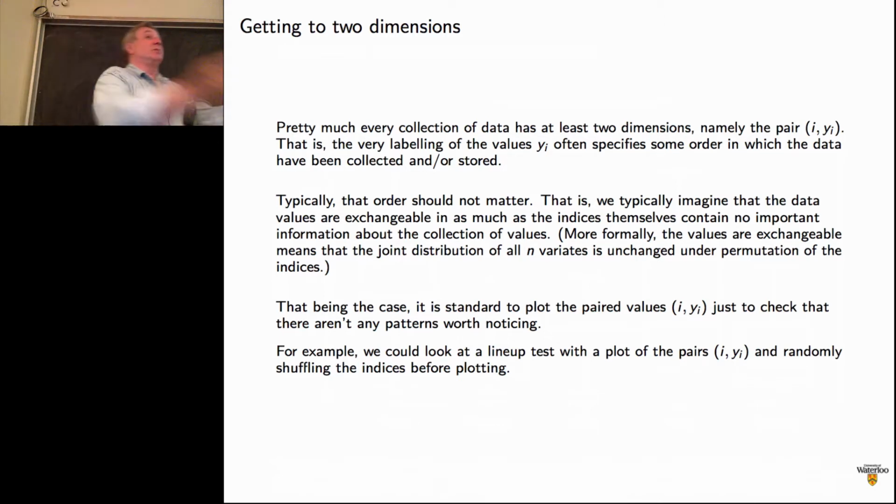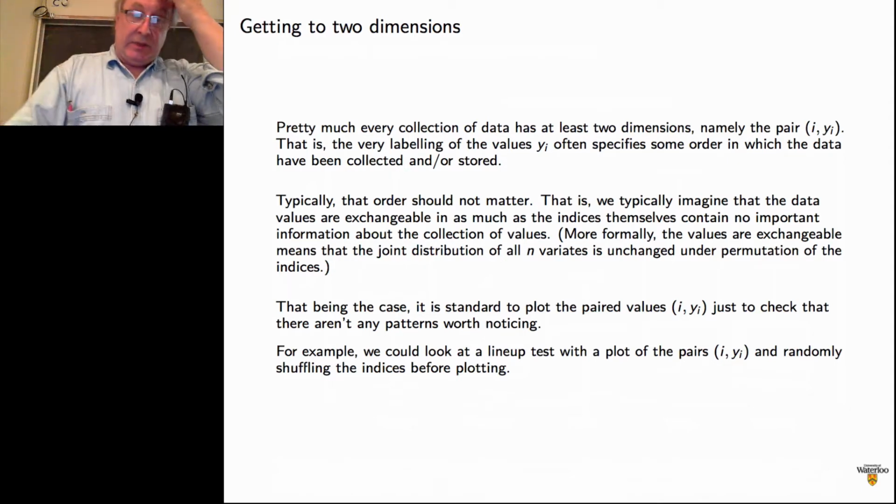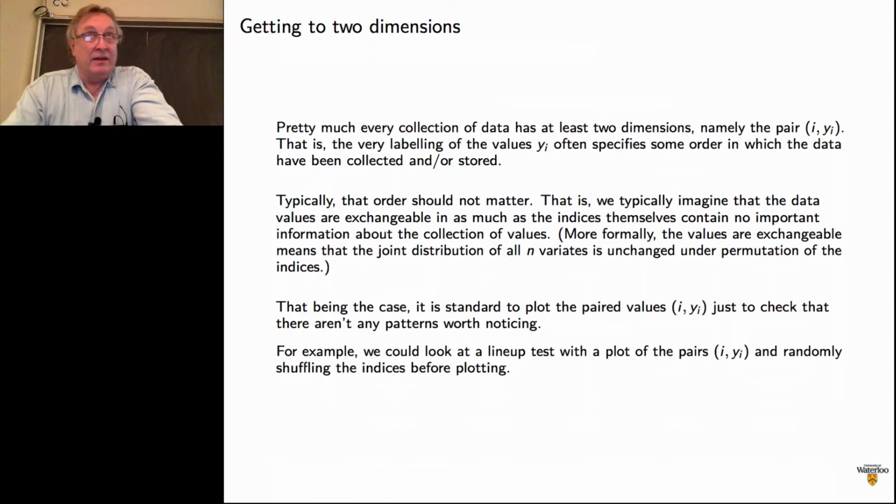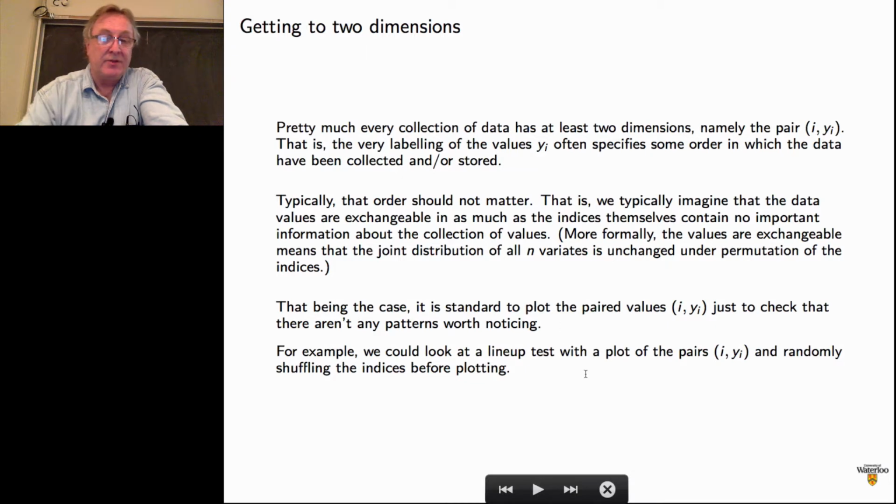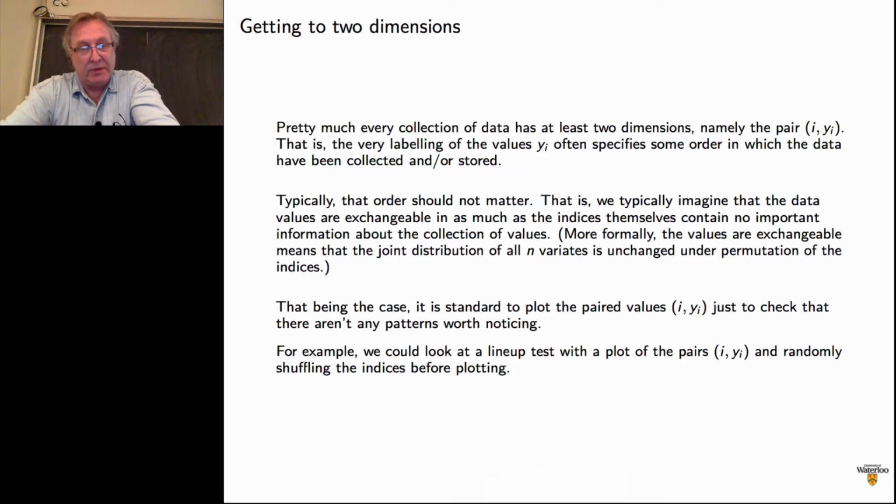And typically it shouldn't matter. I'd be very surprised if they were all tall people at the front and short people at the back, right? We don't expect typically to be any relationship between YI and I. So we'd like to at least check that out, whether that's the case. And so we could check that immediately using a lineup test. And the lineup test would be to say, let's plot the pairs I, YI in a scatter plot.